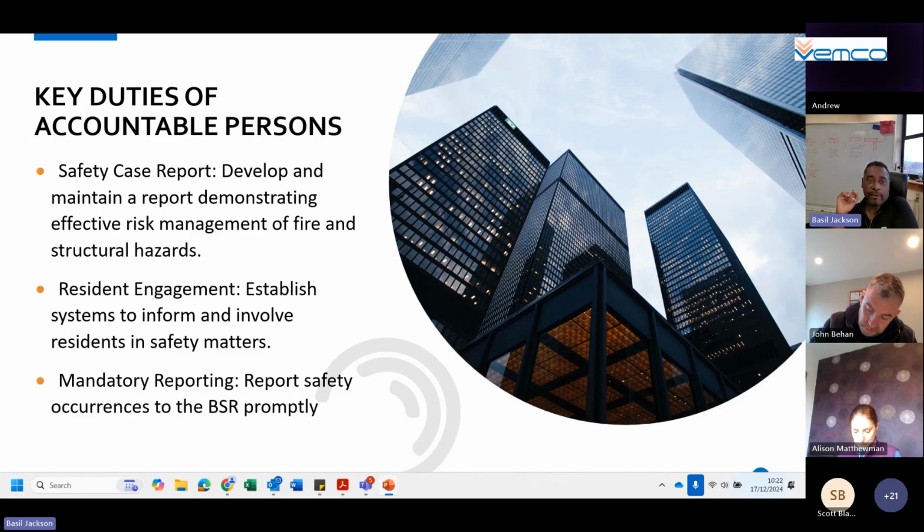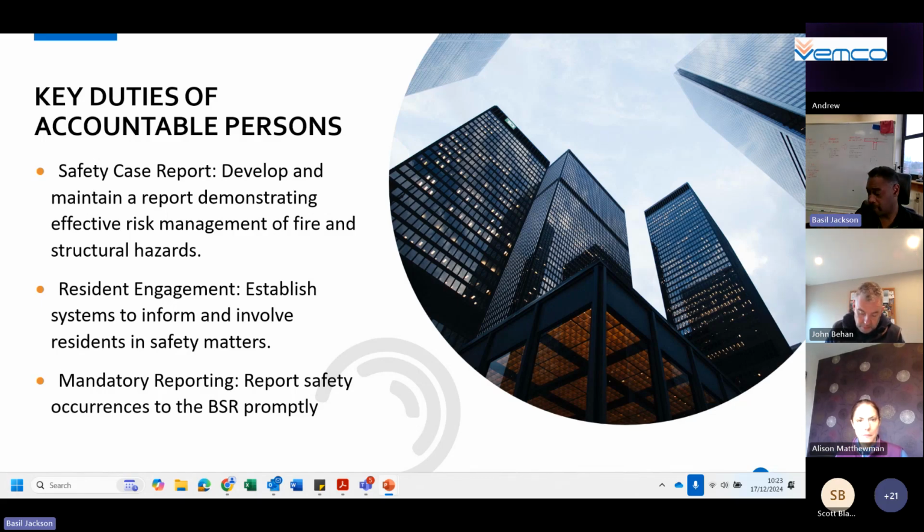So let's just talk about your building safety case report. I think one way to describe the building safety case report is that it is a description, a narrative, a snapshot in time that describes what you are doing to identify the risks, to measure those risks, and to manage those risks. It demonstrates that you are keeping your building up to date.